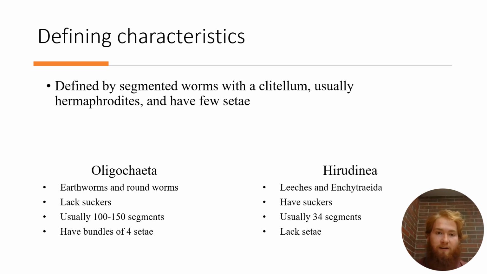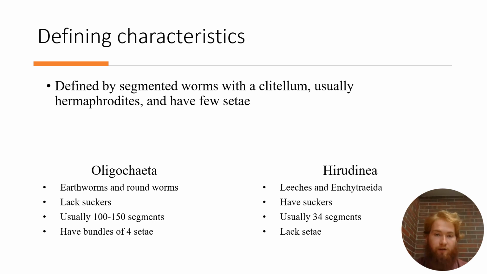So some defining characteristics. All clitellates are segmented worms and must contain a clitellum used for reproduction. Most clitellates are also hermaphrodites, meaning they have both the male and the female reproductive parts. Compared to other worm classes, they generally have less setae also.